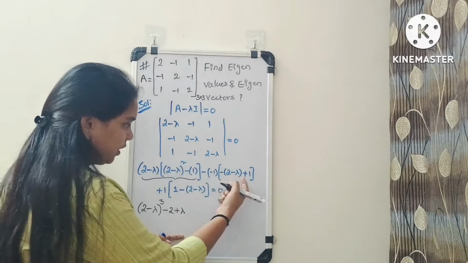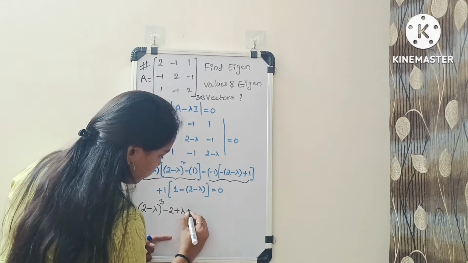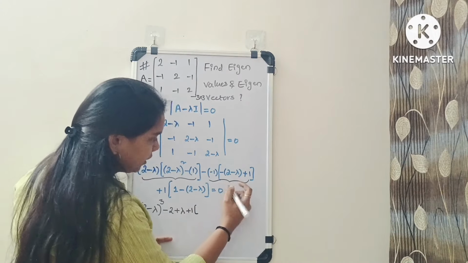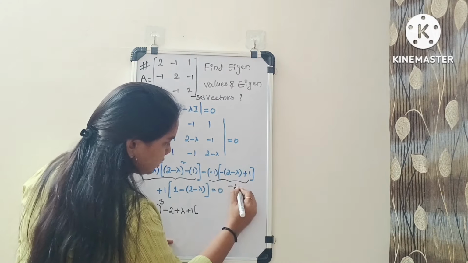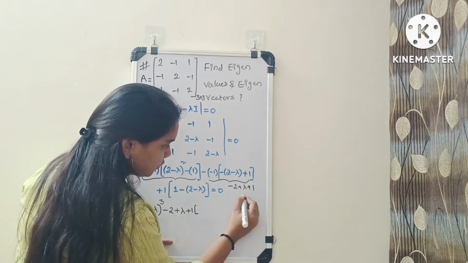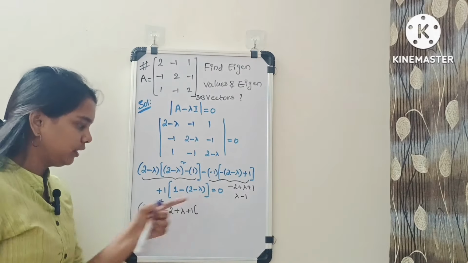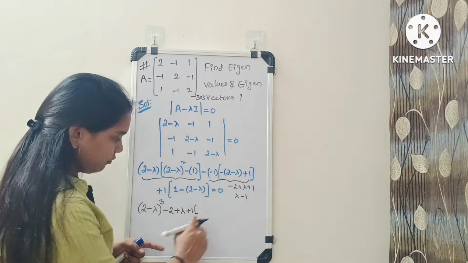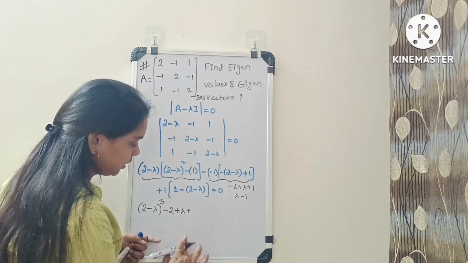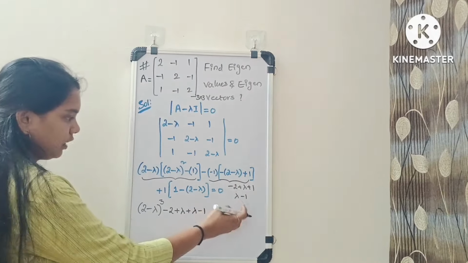And the next one is here. What will we get? Minus of minus plus 1. Plus 1 into, and what will we get? Minus 2 minus of minus plus lambda, here plus 1. Minus 2 plus 1 is minus 1, here lambda. So lambda minus 1 we will get. So I am writing here minus 1 into lambda minus 1. We got lambda minus 1.